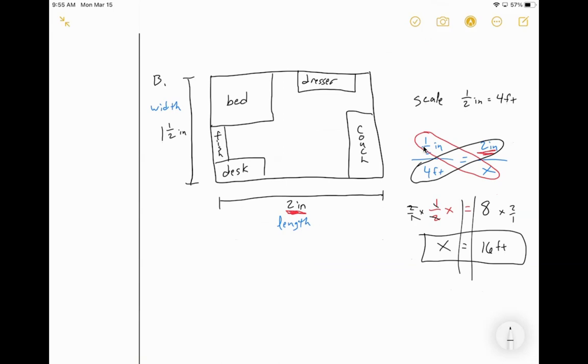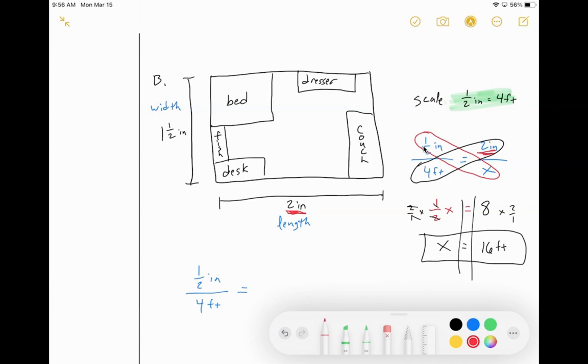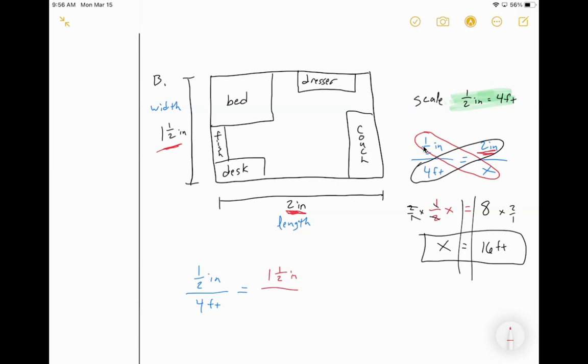All right, so again, we're going to use the same scale factor, the same scale rather. 1/2 inch is equal to 4 feet. So let's set that up. Here we go. 1/2 inch over 4 feet is equal to, let's use our new number here, 1 1/2 inches over x, something we don't know.